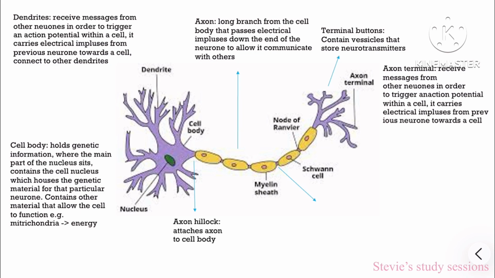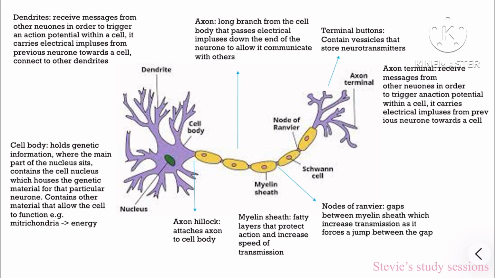The axon hillock attaches the axon to the cell body. The myelin sheath is a fatty layer that protects the axon and increases the speed of transmission. The nodes are gaps between the myelin sheath, which increase transmission as the impulse is forced to jump between the gaps. I like to think of it as bunny hops between the gaps of the myelin sheath, and therefore if you have increased layers of myelin sheath, it increases the speed of action potential because it forces the jumps more. Finally, Schwann cells. They surround the neurons and secrete myelin sheath.